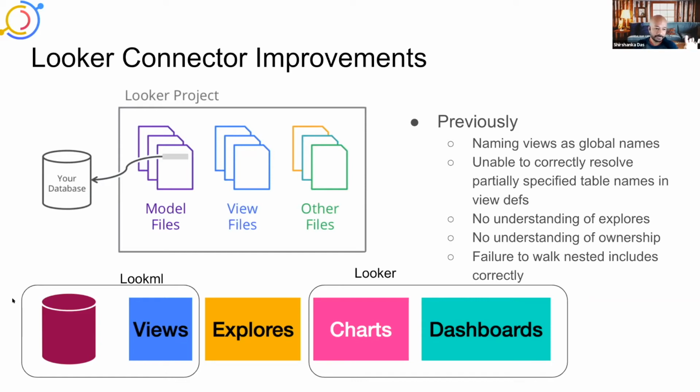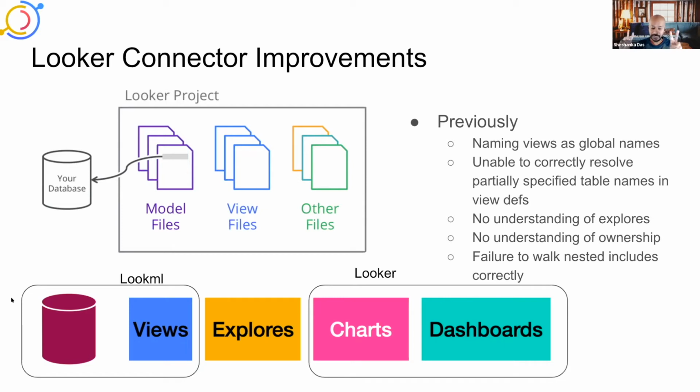Let's talk concepts. You've got a database, you've got views, then you've got explores, which actually expose those views into your charts and dashboards ecosystem. So from right to left, you've got dashboards, which contain charts, which are sitting on top of explores, which are pulling in data from views, and views are pulling in data from databases. So that's really the ecosystem. And the previous connector, before we made changes, had a few problems.